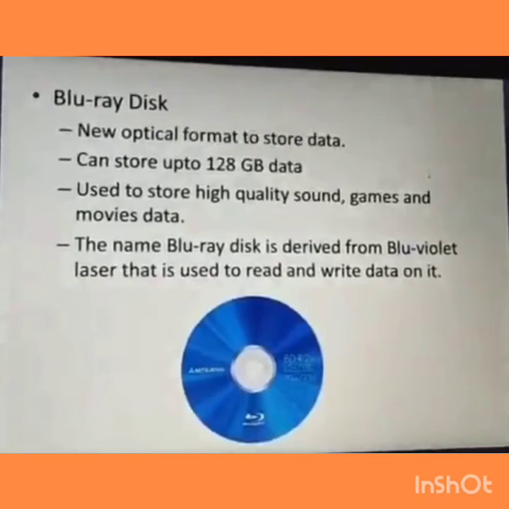Blu-ray disc. This is a new optical format to store data. It can store up to 128 GB of data. It is used to store high quality sound, games, and movies data. The name Blu-ray disc is derived from the blue violet laser that is used to read and write data on it.